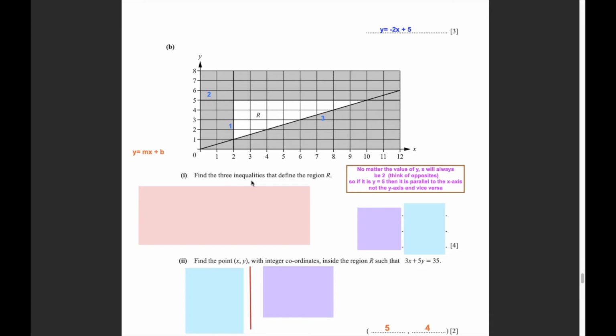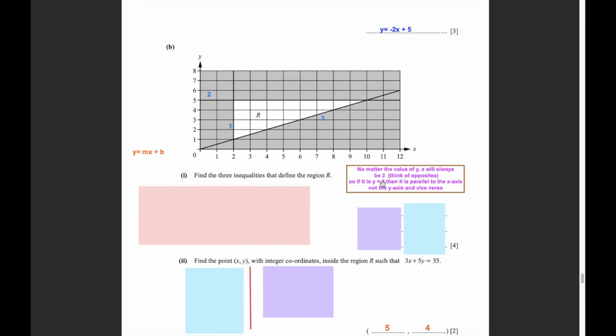Find the 3 inequalities, okay, not equations, that define the region R. So we're trying to find R. Let's start with the first one. Here you notice that there's a line that's vertical. It's parallel to y, and it crosses the x-axis at 2. So that means it's x equal to 2. No matter the value of y, x will always be 2.